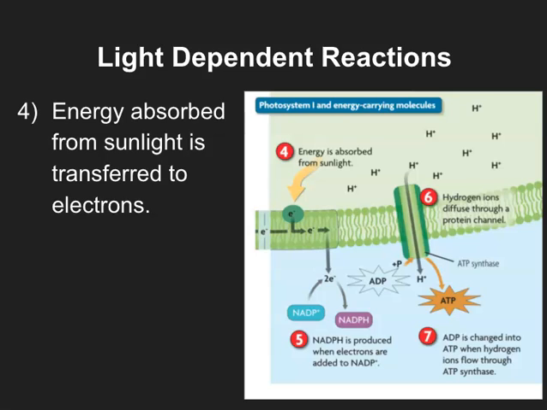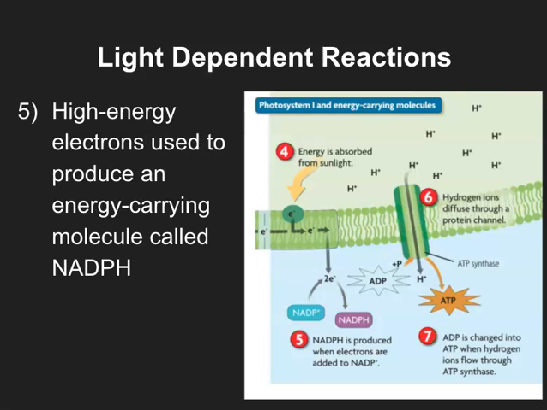At the conclusion of photosystem 2, the electrons are still going to be found in the electron transport chain. They are going to once again move back into chlorophyll, where energy absorbed from sunlight is going to be transferred to the electrons. These electrons, which are now considered high energy electrons, are going to be used in photosystem 1 to produce a molecule called NADPH.